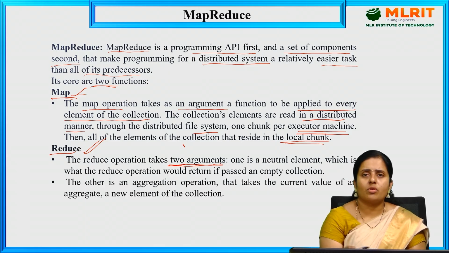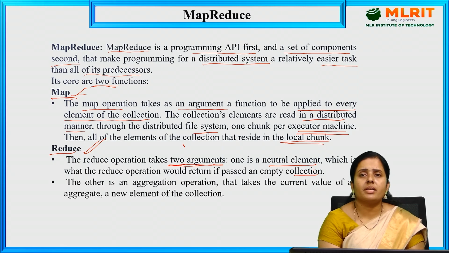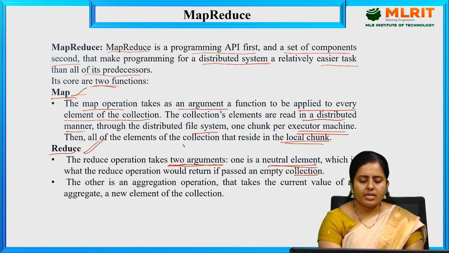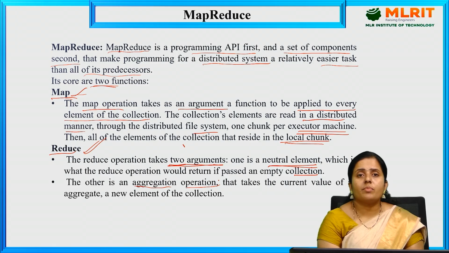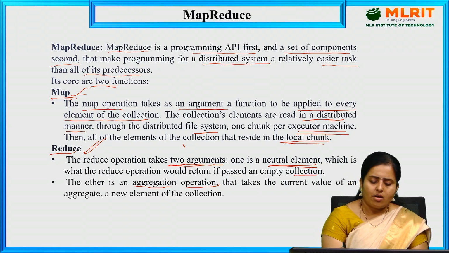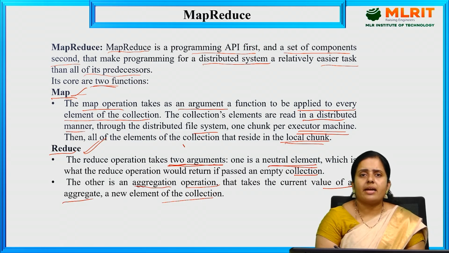What are those two arguments? We'll see. One is the neutral element, which is what the reduce operation would return if passed an empty collection. The other argument is the aggregation operation, which takes the current value of an aggregate and a new element of the collection. So if any new element is added to the collection, it will be taken by the aggregation operation.